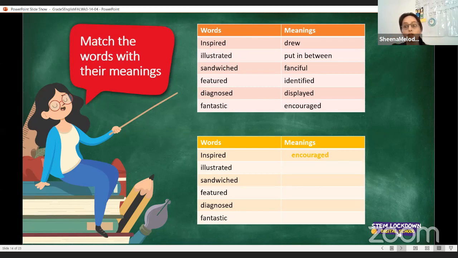Right, so illustrated is the next one. Illustrated is a very big word, but most books, for children especially, have illustrations in them. So that's your clue. Most books have illustrations. Okay, so what do you think illustrated means? Now we've already used encourage, so we're not going to use that one. Oh, nice.